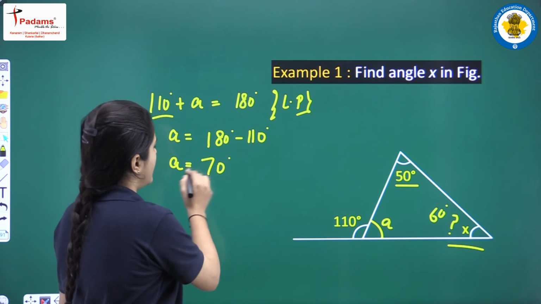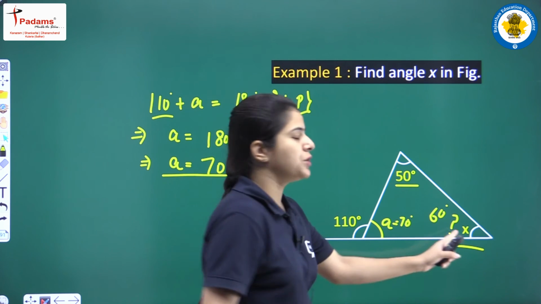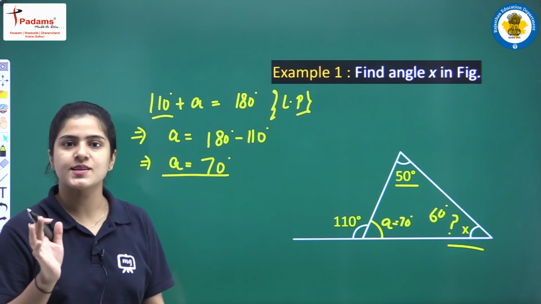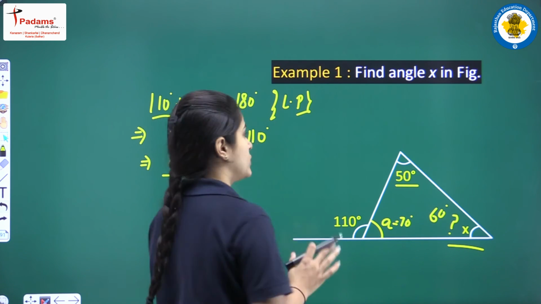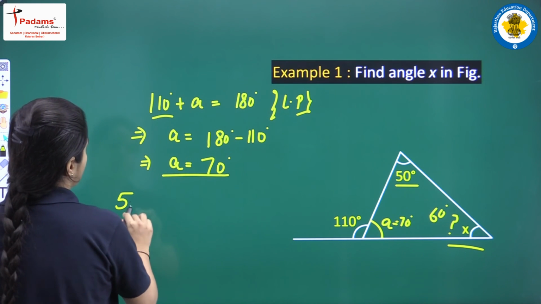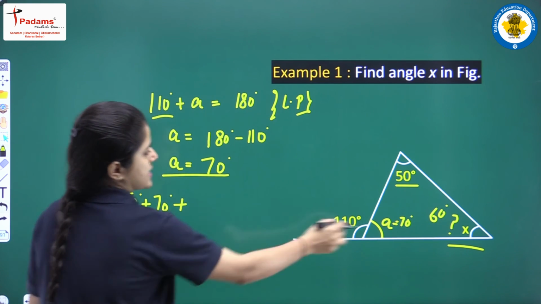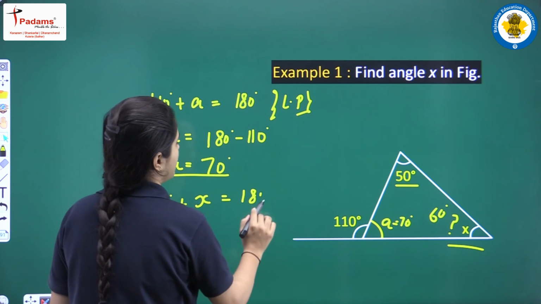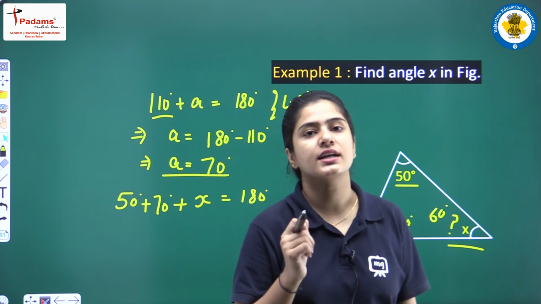Okay, students. Now we know the angle A, that is 70 degree, and we don't know about this angle x. But we know that the sum of all the angles of the triangle is equals to 180 degree. We know this thing. Okay, students. So by that property, 50 degree plus this 70 degree plus this x, we don't know about the value of x, right? Plus this x is equals to 180 degree. Why? Because the sum of the angles of the triangle is equals to 180 degree.